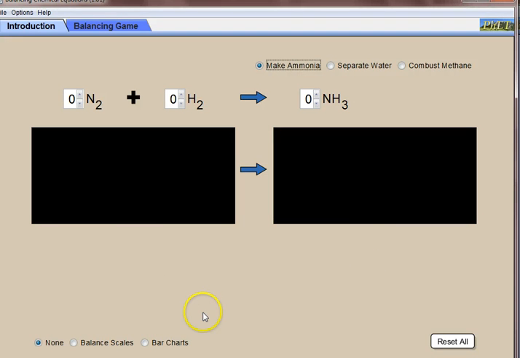Okay, so this is our first lab, and what we're going to do with this lab is figure out how the mole concept works. We'll try to understand the mole concept in much more detail. Give me one second.